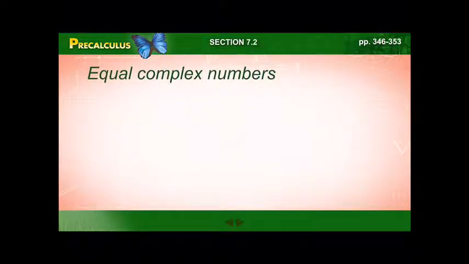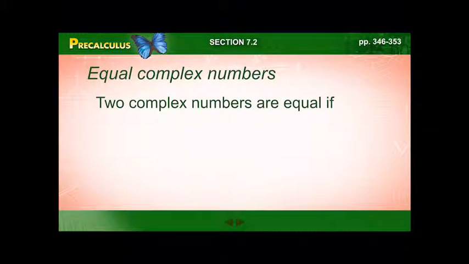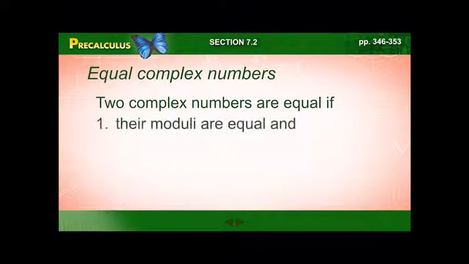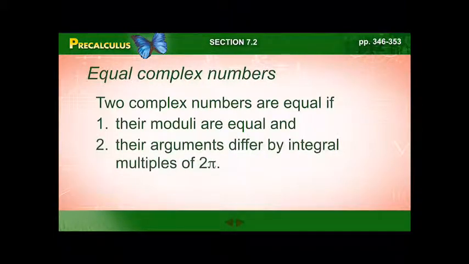Okay, equal complex numbers. There's a couple things here. Two complex numbers are equal if two things are true. One, their moduli are equal. So the hypotenuse has to be equal. It has to be exactly the same. And two, their arguments differ by integral multiples of 2 pi.